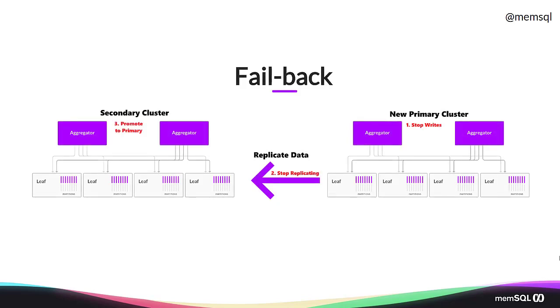So first, we stop writes on our new primary cluster here on the right. Second, we stop replicating data from the cluster on the right to the cluster on the left. Third, we promote that secondary cluster to be a primary cluster. Fourth, we set up replication from our new primary cluster on the left to our secondary cluster on the right. At this point, we've successfully failed back, and our primary cluster on the left is now replicating to our secondary cluster on the right again.